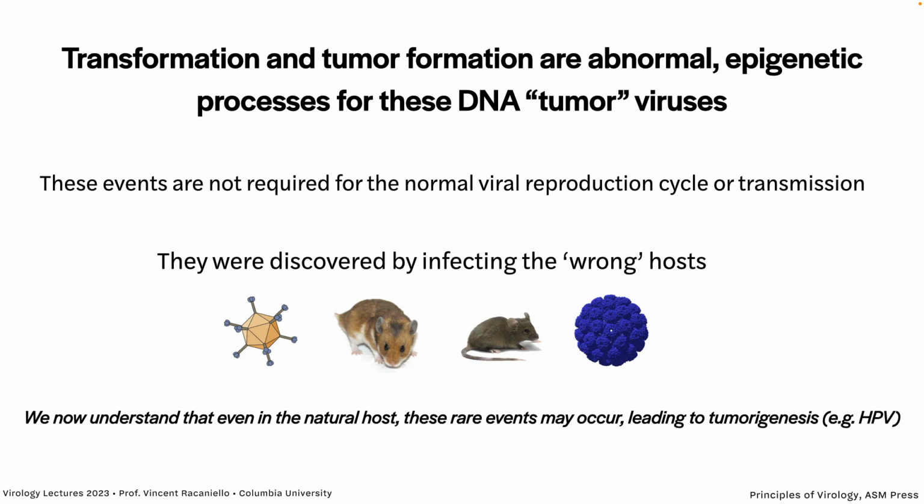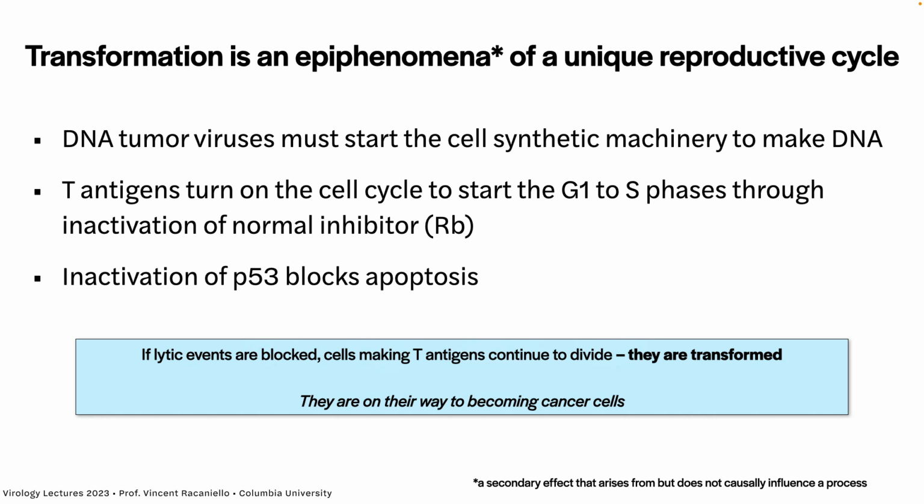But we now understand that in the natural host, you can get transformation. So human papillomaviruses cause tumors in us. We are the natural host for human papillomavirus. So it doesn't always have to be the wrong host. That was a good experimental trick to figure it out. So I say that transformation is an epiphenomenon of unique reproductive cycles of these DNA viruses.